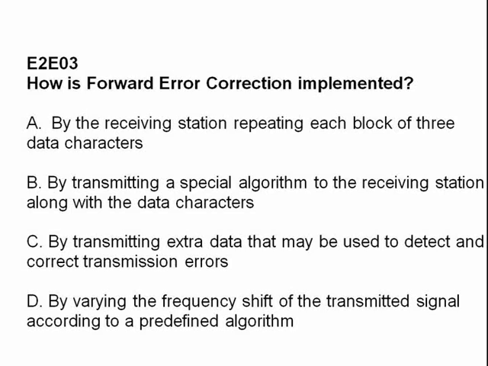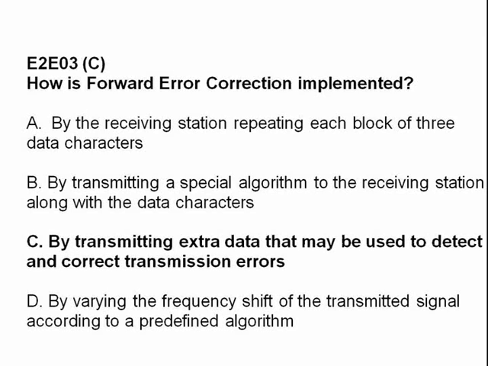How is forward error correction implemented? A. By the receiving station repeating each block of the 3 data characters. B. By transmitting a special algorithm to the receiving station along with the data characters. C. By transmitting extra data that may be used to detect and correct transmission errors. Or D. By varying the frequency shift of the transmitted signal according to a predefined algorithm. Answer C. By transmitting extra data that may be used to detect and correct transmission errors.